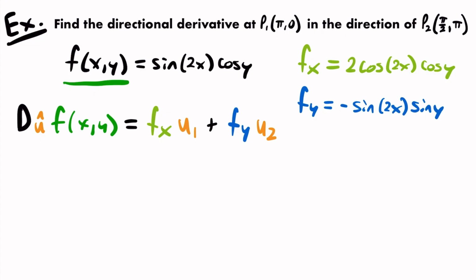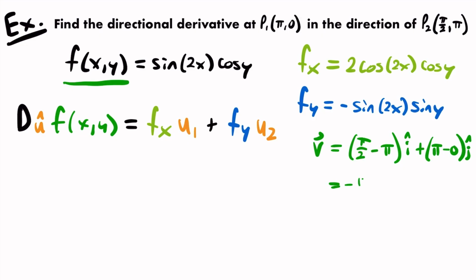Now let's find our unit vector, and we have to start by finding a vector using these 2 points. So we'll do the same thing we did in the previous example. For the x component, we'll take the x-coordinate of the second point minus the x-coordinate of the first point, and then for the y component, we'll take the y-coordinate of the second point minus the y-coordinate of the first point. So vector v will be equal to pi divided by 2 minus pi times i plus pi minus 0 times j.